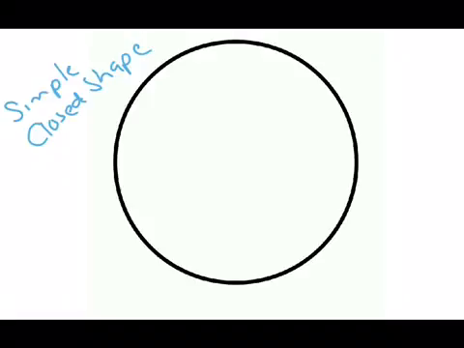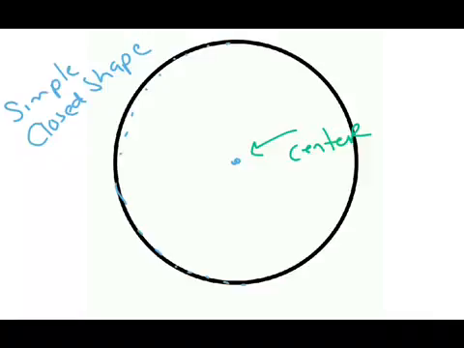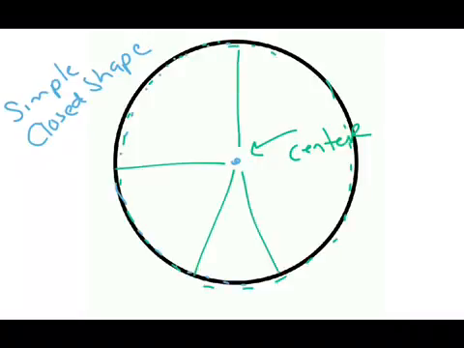Here we have a circle. A circle is a simple closed shape. It is also a set of all points in a plane, so this is a bunch of points all around here, that are the same exact distance from a given point that we call the center. So the center lies in the middle of our shape, and all these points along are the same distance. So if we measured, this would all be the same distance away.